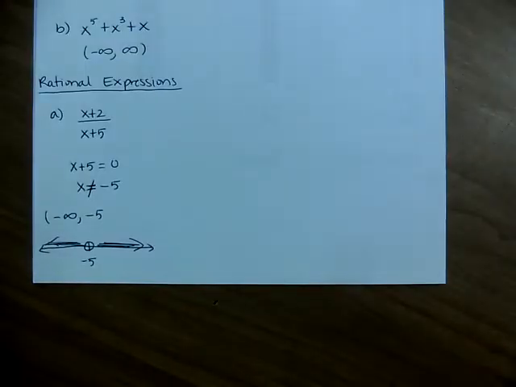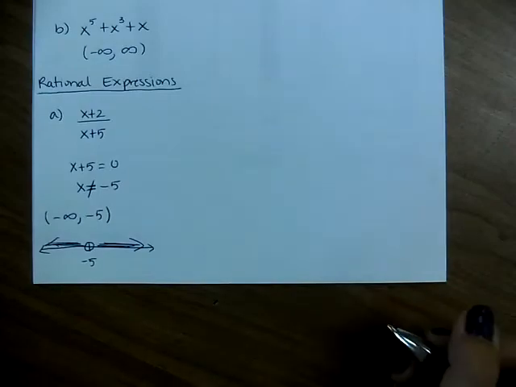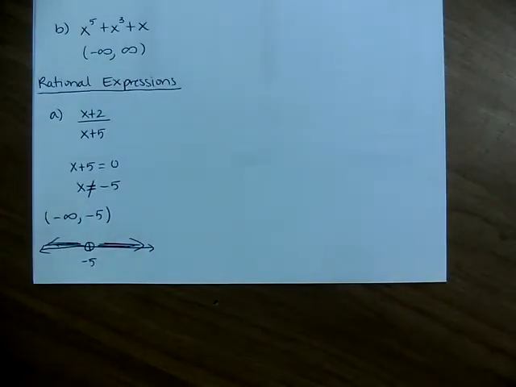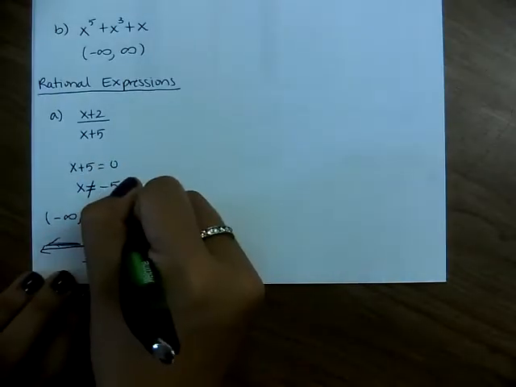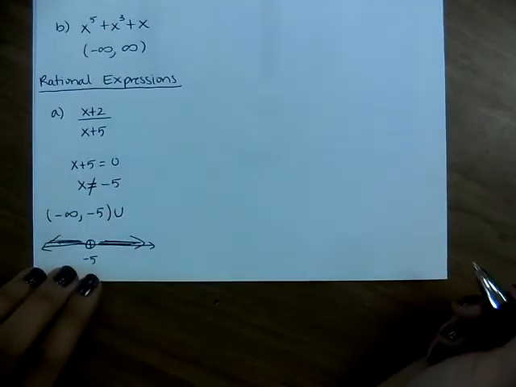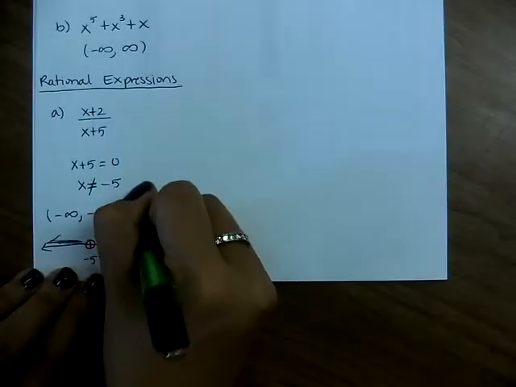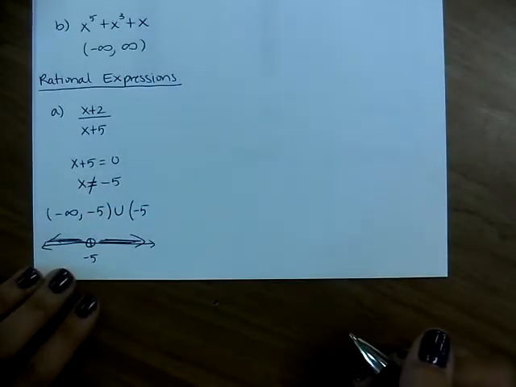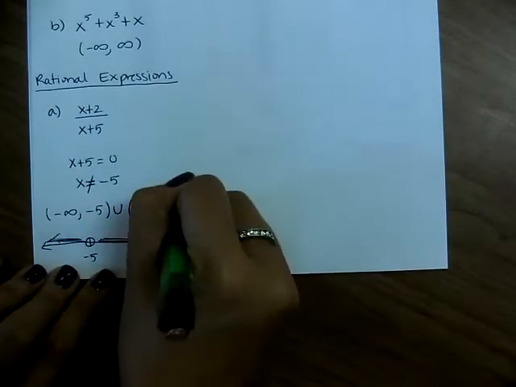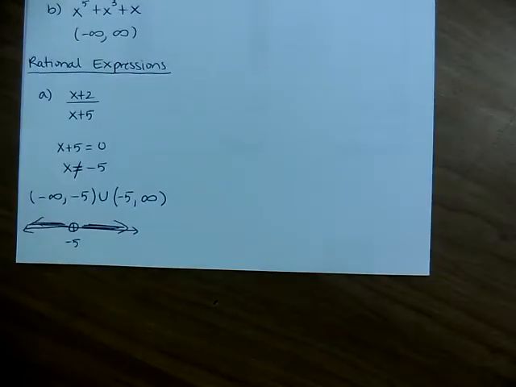Because negative 5 is not included, you have to use a parenthesis. Okay, what's the largest number x can be? Positive infinity. The largest number always goes on the right side. So now I'm going to join this with a union. That's a union symbol. It means and. And I'm going to start back at negative 5 with a parenthesis, and I'm going to go all the way to positive infinity.